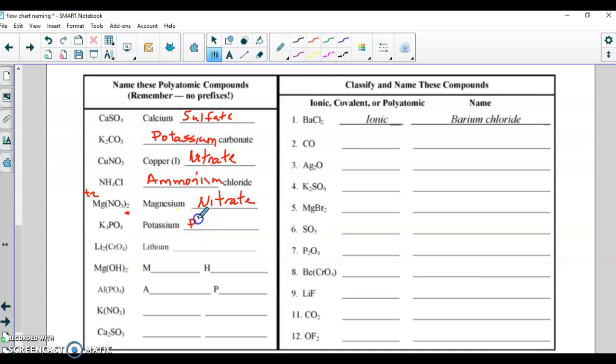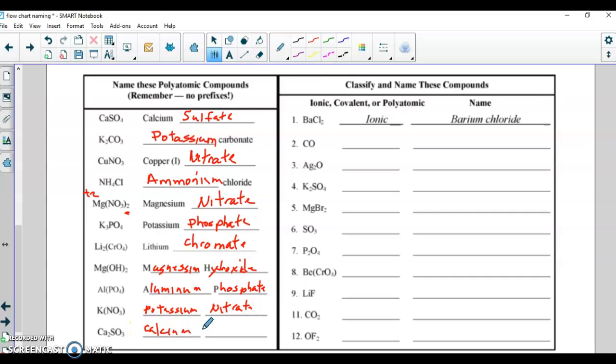This potassium PO4 phosphate. This is lithium chromate. This is magnesium hydroxide. It's supposed to be a D. This is aluminum, and PO4, I'm quite certain, phosphate. Potassium nitrate. Calcium, and this is still SO3, so SO4 is sulfate, so this is sulfite. I'll look it up. Yep. Okay, so we go over here.